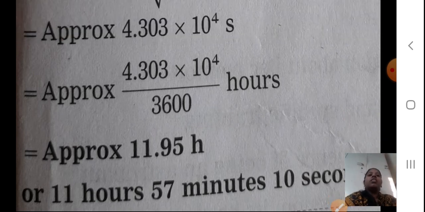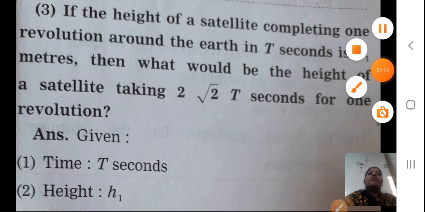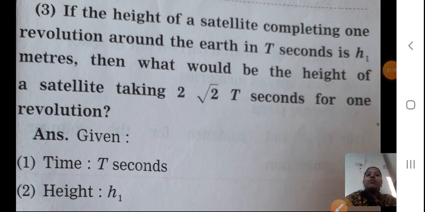Okay students, now the next sum: if the height of the satellite completing one revolution around the earth in t seconds is h1 meters, then what would be the height of the satellite taking 2 root 2 t seconds for one revolution? Students, this sum I want you to solve on your own. Try to solve this sum on your own, you are going to do it and see. Okay, we'll just discuss it.